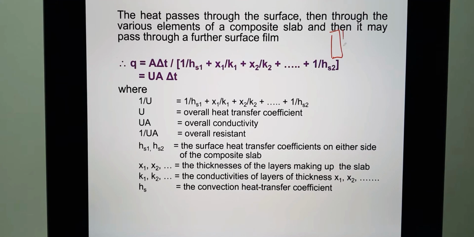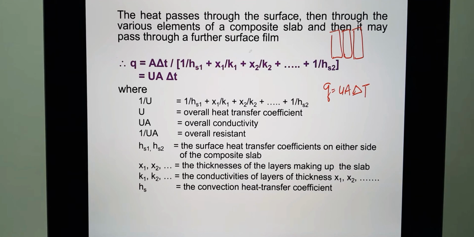Okay, and then we have another material, then we have another material like this. So this one is several materials, several slabs. So you cannot use the simple equation of a single composite slab. This one encompasses several slabs. So you need to use the equation of Q equals UA delta T.